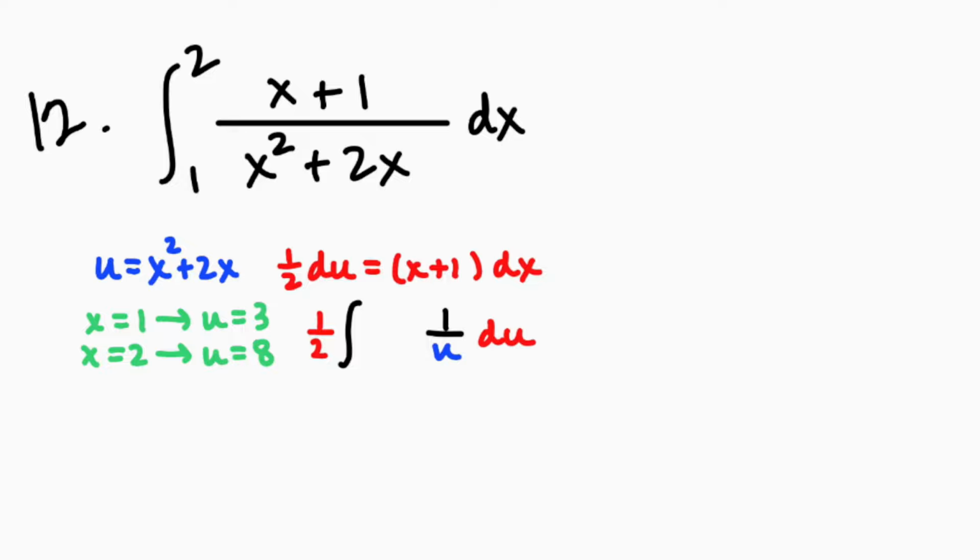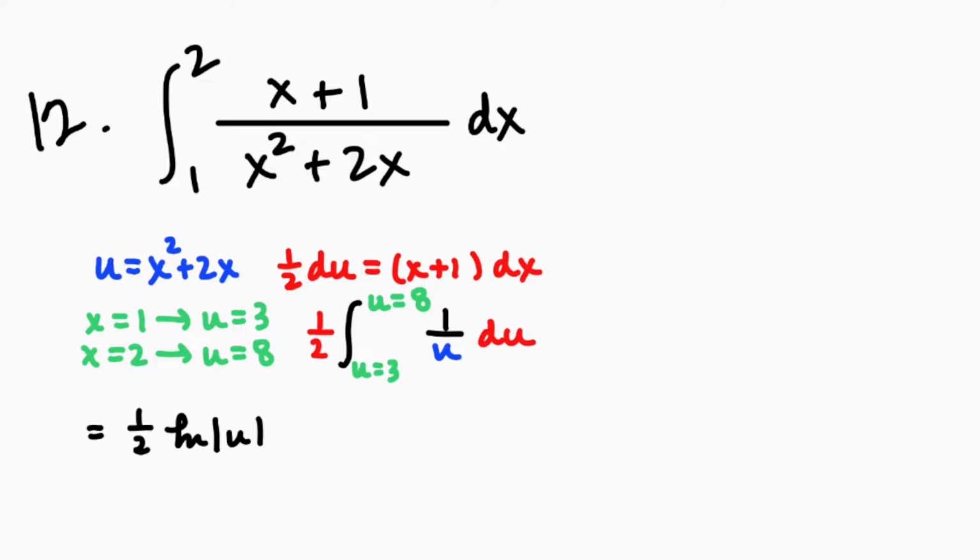Right, so I'm ready to substitute my bounds. The lower bound of x equals 1 needs to become a lower bound of u equals 3, and my upper bound of x equals 2 becomes an upper bound of u equals 8. And I can do my antiderivative for 1/2 of 1 over u with respect to u. That would be 1/2 log of the absolute value of u.